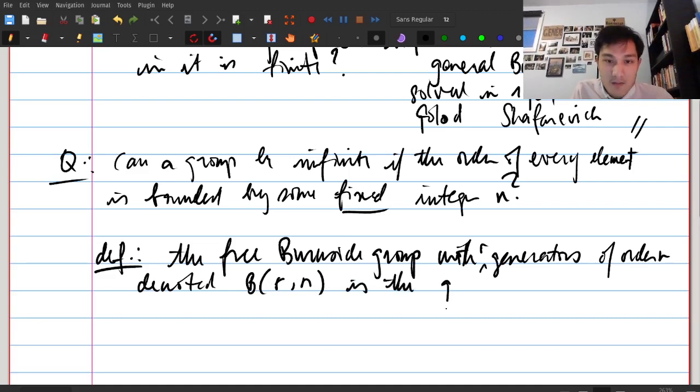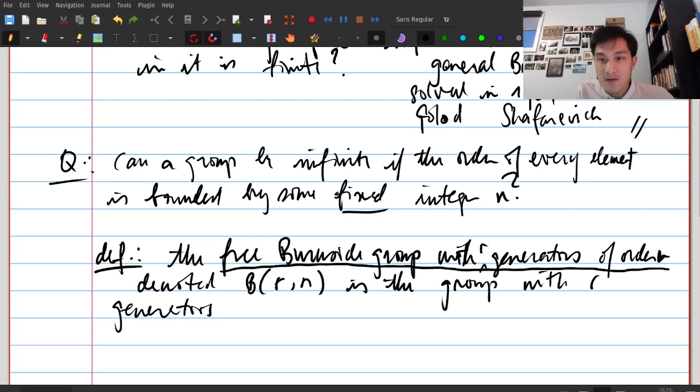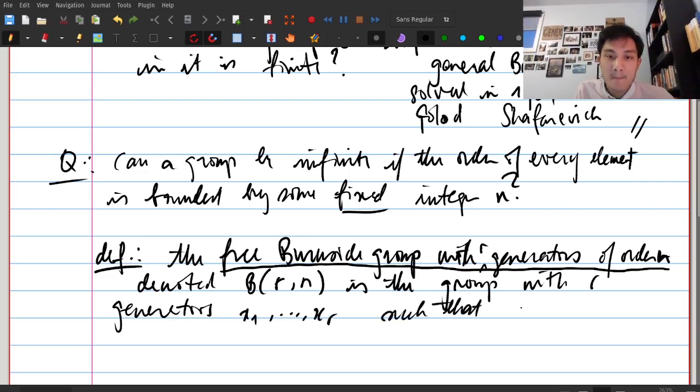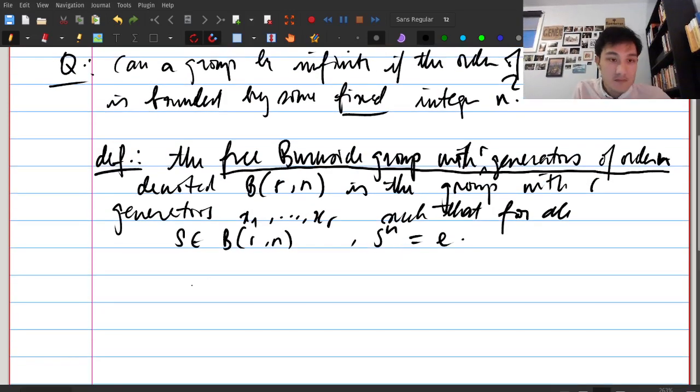B(R,n) is the group with R generators of order n. I said that twice, but that's because this is the thing we're defining. The R generators x_1 through x_R are such that for all s in B(R,n), s to the n equals e. And e is, of course, the identity. And it's a multiplicative group. That's why we denote the powers like that.